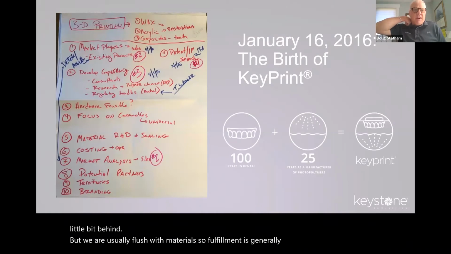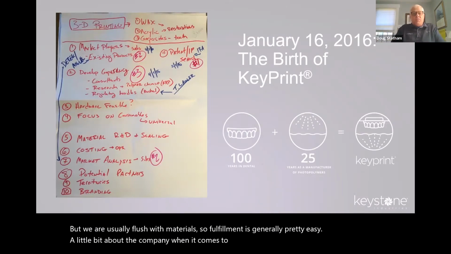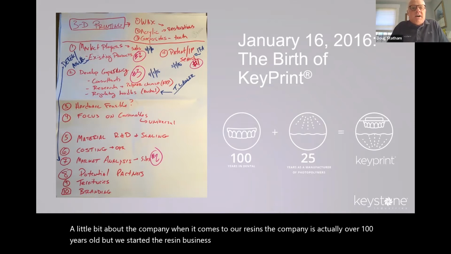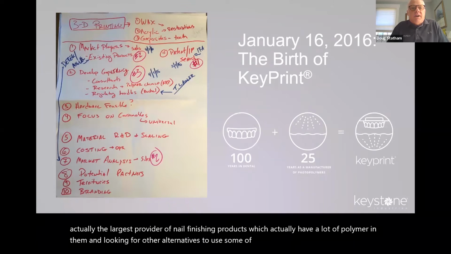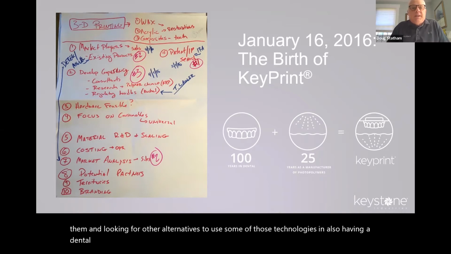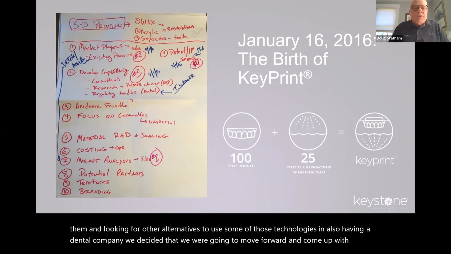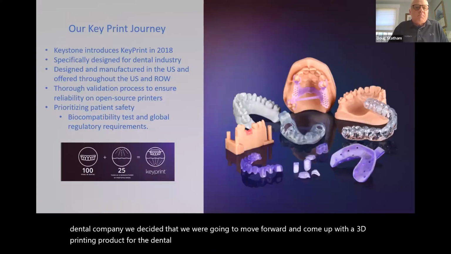A little bit about the company when it comes to our resins. The company is actually over 100 years old, but we started the resin business back in 2016. We are a polymer company, so we're actually the largest provider of nail finishing products, which actually have a lot of polymer in them, and looking for other alternatives to use some of those technologies. And also having a dental company, we decided that we were going to move forward and come up with a 3D printing product for the dental space. So that's when this all started.